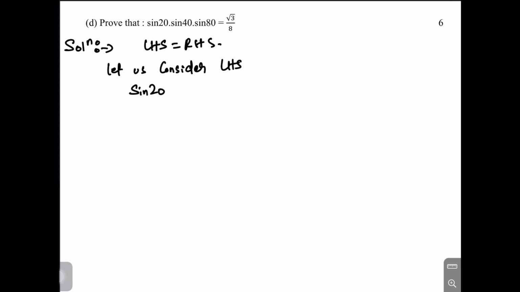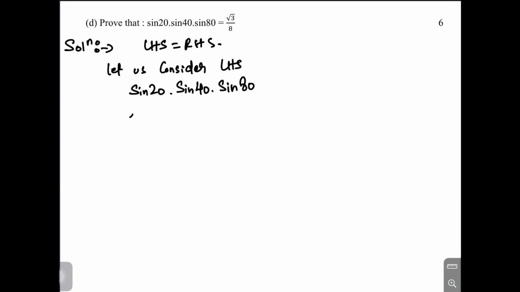Next problem. Prove that sin 20 into sin 40 into sin 80 equals root 3 by 8. Solution. We need to prove LHS equals RHS. Let us consider LHS equals sin 20 into sin 40 into sin 80.